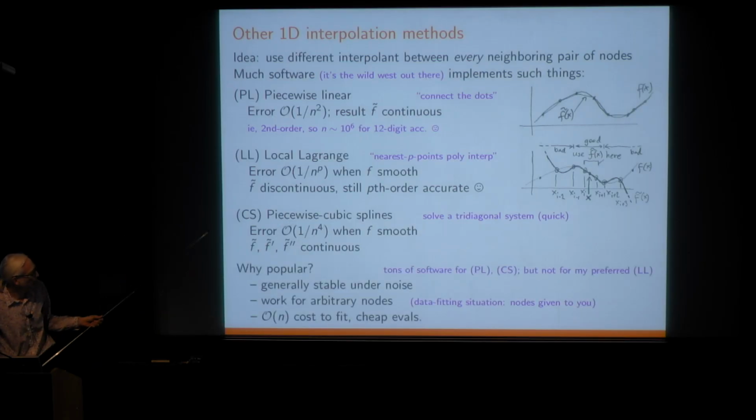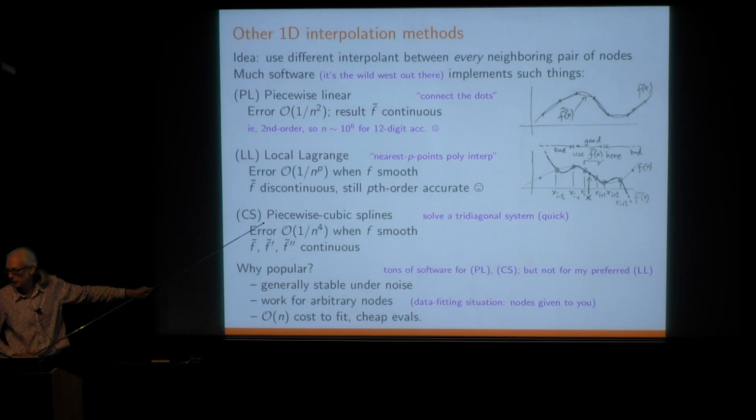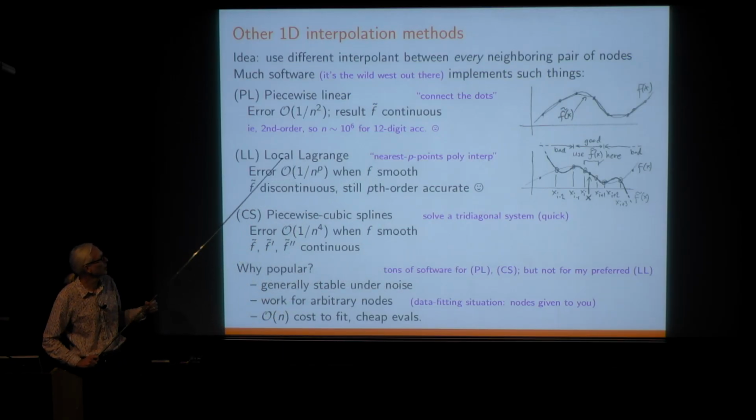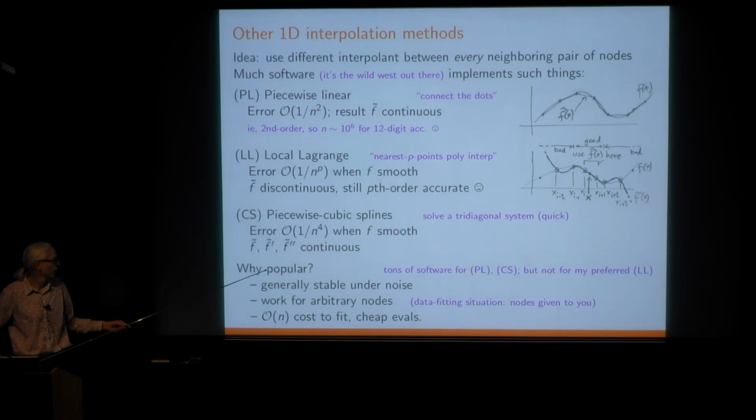Okay, why are these popular? There's tons of software for piecewise linear and piecewise cubic splines. Go out there, but actually there's not tons of software. I don't know of any software that implements local Lagrange in a usable way. So that's another software lacuna that needs to be fixed.